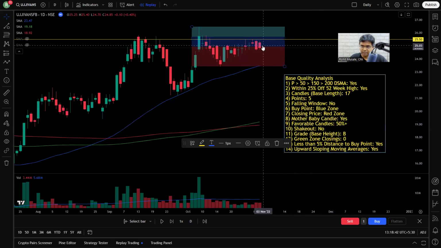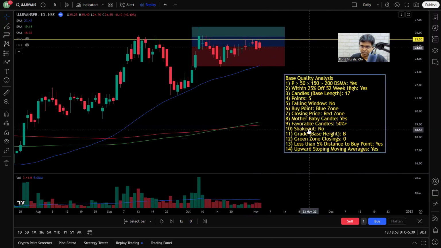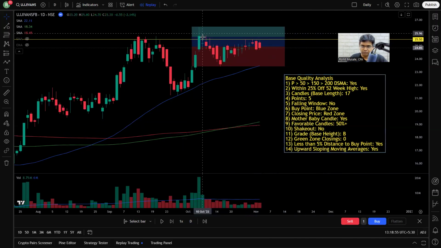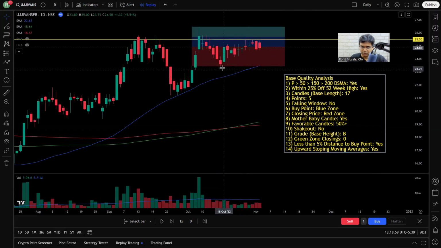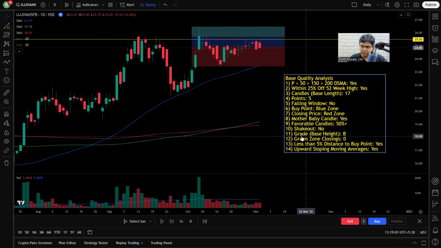Mother baby candle: yes. Look at these two candles. This is a mother baby candle combination. The high and low of this candle is within the high and low of the previous candle. Very powerful setup. Then shakeout: there is no shakeout. After point 2 is established, the price did not come down to undercut this low. So there is no shakeout in the base.